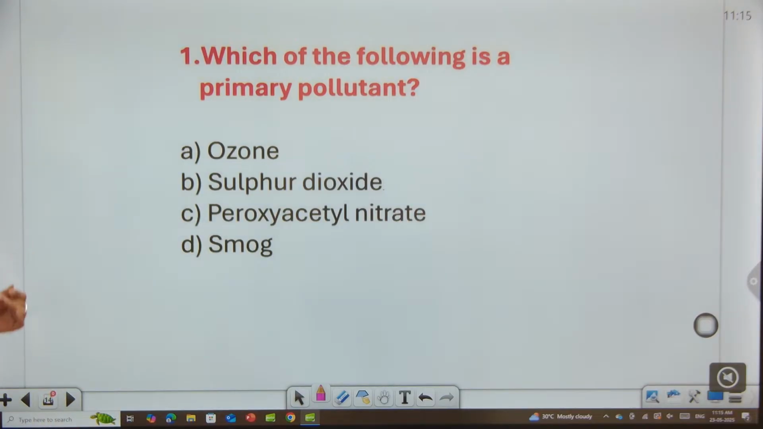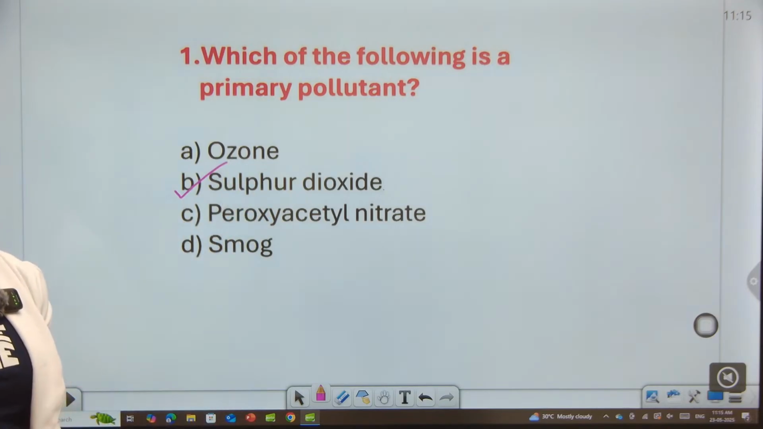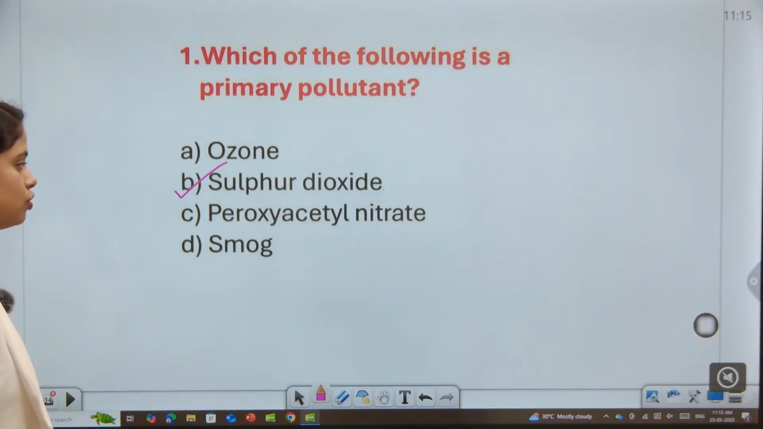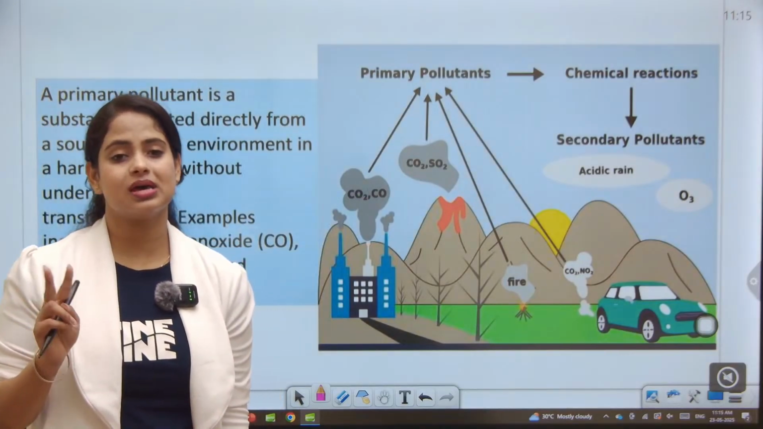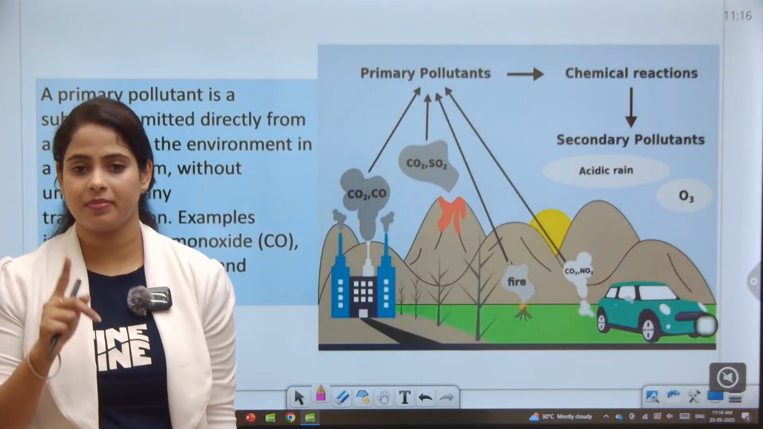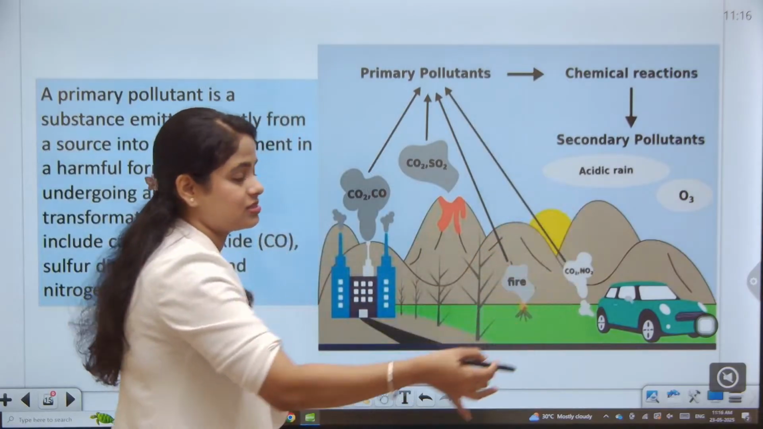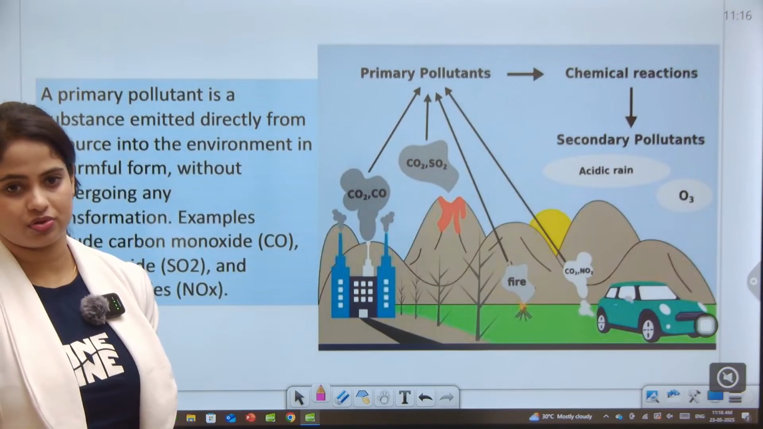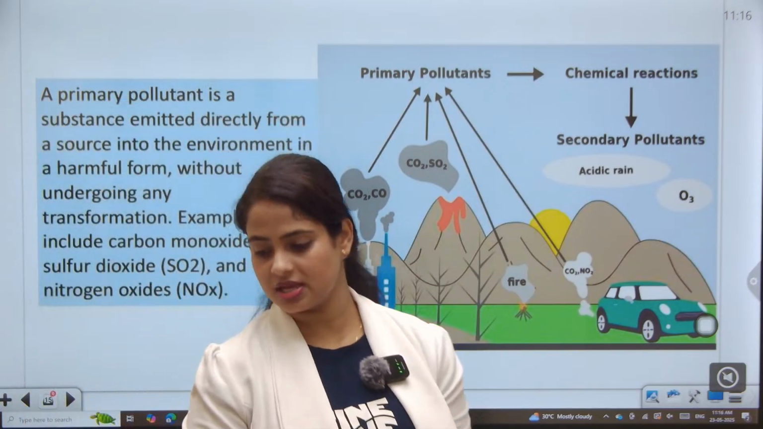So, what will be the right answer, guys? This is sulfur dioxide. Yes, very good, Rohan. So what is the main reason behind that? The primary pollutants and the secondary pollutants are very important types of pollutants, keep that in mind. The primary pollutants lead to chemical reactions that produce the secondary pollutants. So initially the primary pollutant is what? The carbon dioxide.